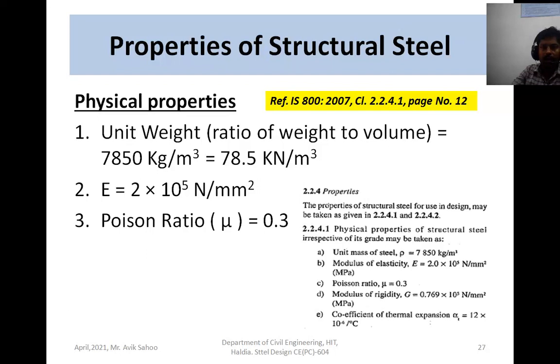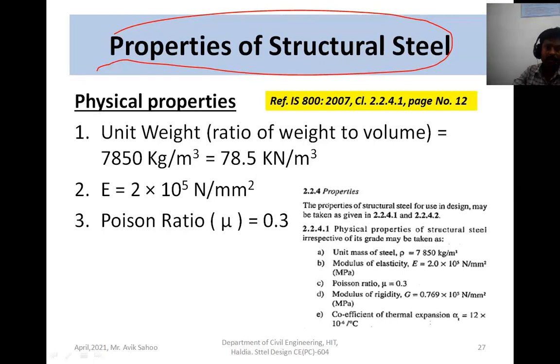Now the physical properties of structural steel, that you have to learn. What are the properties of structural steel that you need when you design steel members? So the first property is unit weight.